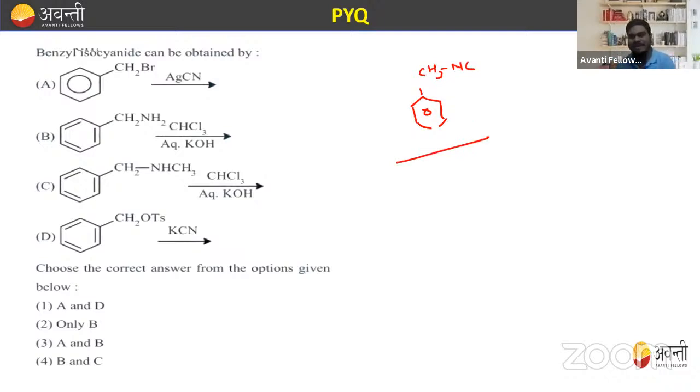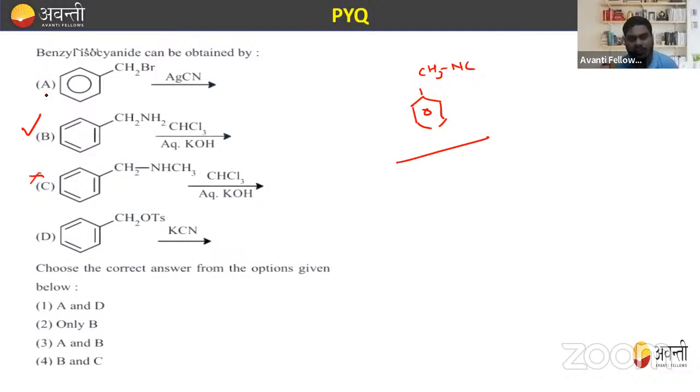We know one reaction, that is the carbylamine test. In the carbylamine test, when a primary amine is treated with CHCl3 in presence of a strong base like KOH or NaOH, then the formation of isocyanide takes place. So here, with primary amine CH2NH2, we can prepare it. And in this one? No, because this is a secondary amine, so it's not possible. Here also not possible. Will this one be possible or not?